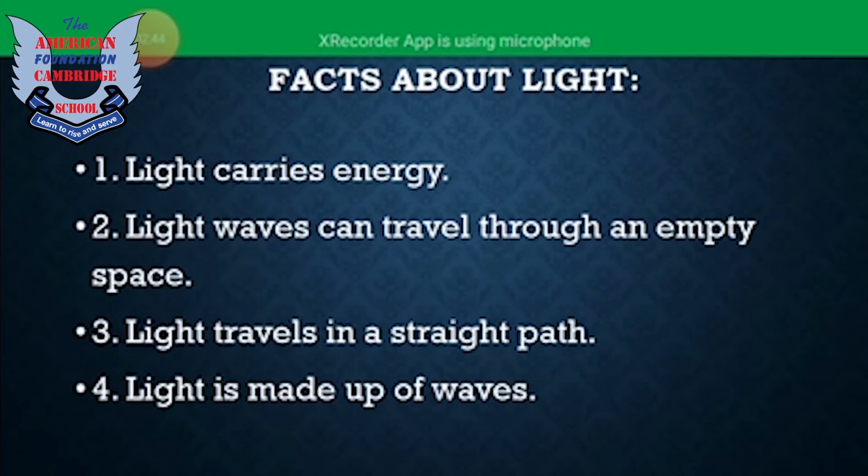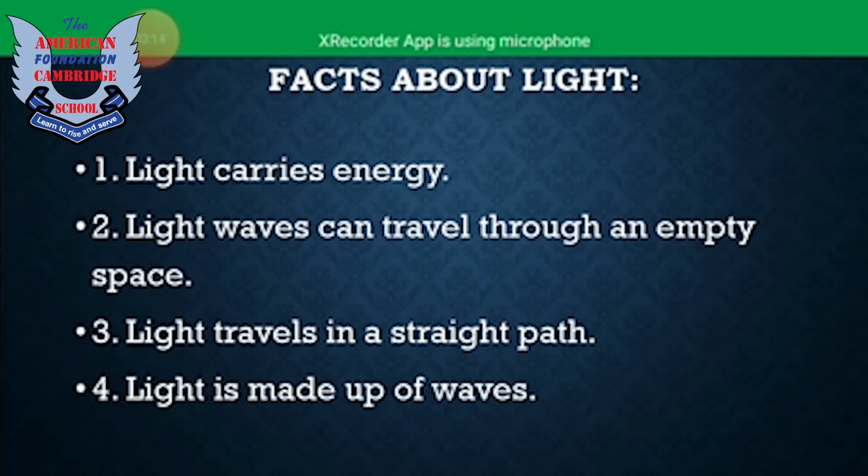Now, some facts about light. Light carries energy, and this is the first fact, because light is a form of energy. The best proof that light carries energy is that we can use solar panels with the rays of light, and the solar panel converts the light energy into electrical energy.